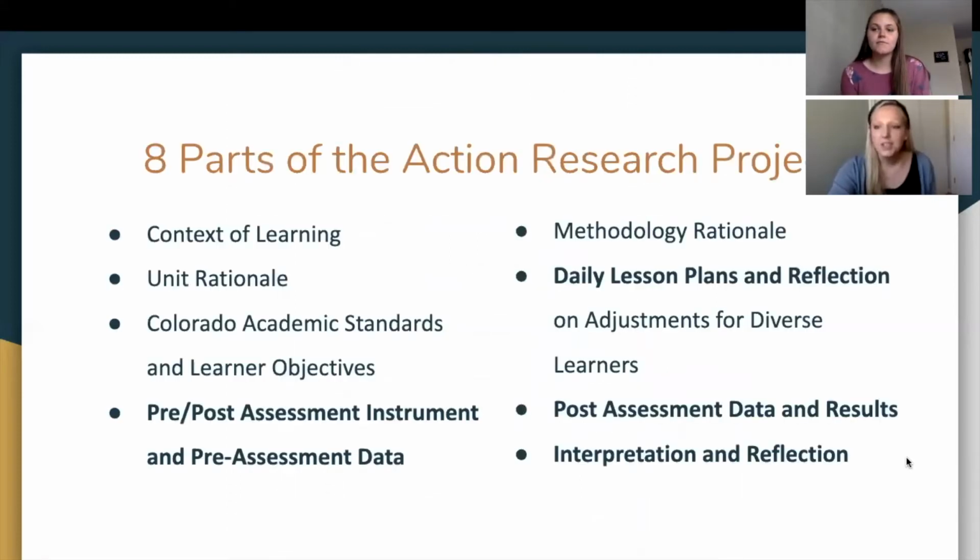The next part is the unit rationale, and this is a small section, but it describes the importance of the unit that is being taught and how that unit then fits into the rest of your instruction throughout the year.